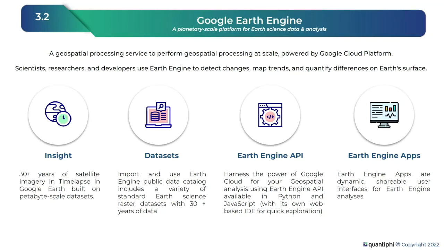4 broad areas where the Google Earth Engine really helps is in insights, where it has more than 30 years of image data primarily captured by satellite imagery data in a time lapse at a petabyte scale. And the second aspect is the data set with a raster data set of Earth science, which again spans more than 30 years and has been cataloged for use. Primarily it's been used by researchers and scientists, but it's getting opened up for more and more usage.